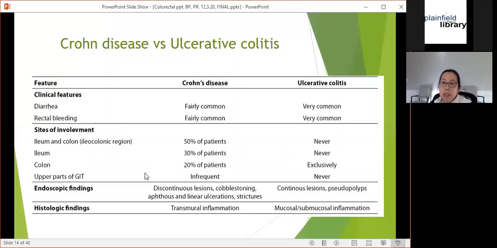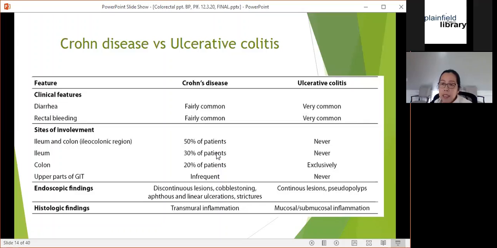A history of Crohn's disease and ulcerative colitis increases the risk of developing colorectal cancer. From this table, we can see ulcerative colitis mainly presents with diarrhea and rectal bleeding. It mainly involves the colon. The lesions are continuous and pseudopolyps can be seen during colonoscopy. Mucosal and submucosal inflammation will be found on histology.